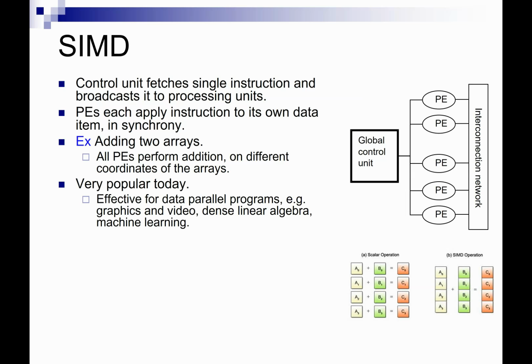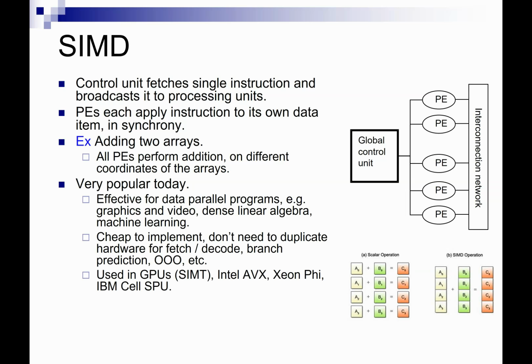SIMD processors are actually very popular today. It turns out that there are many programs which make use of this SIMD paradigm. For example, I showed you that when you add together vectors, you're going to use SIMD. Many other types of linear algebra operations, for example matrix multiplication, can also make use of SIMD. Many machine learning algorithms are based on matrix multiplication, so these SIMD processors are very useful for machine learning, and they're also useful for things like computer graphics or for video.